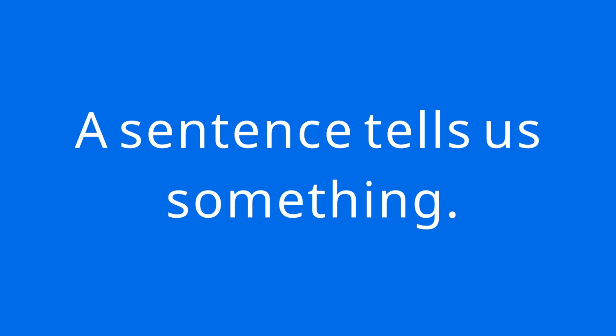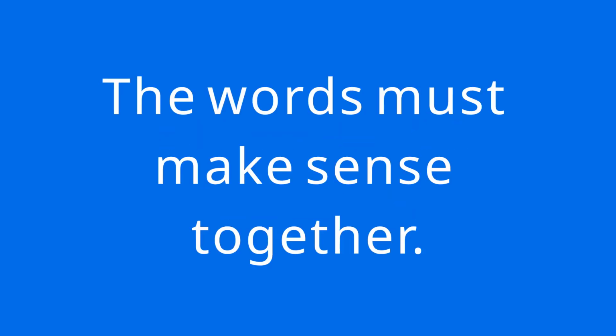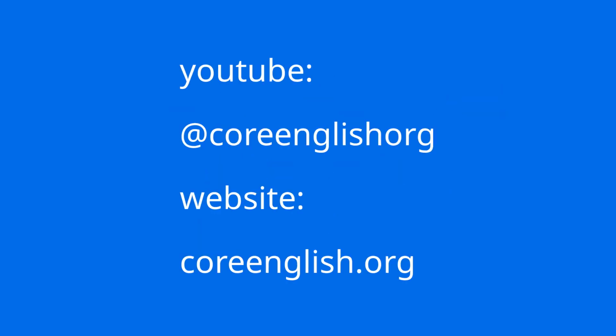Let's review. A sentence tells us something. It starts with a big letter. It ends with a full stop. The words must make sense together. Well done! Now download the Lesson 3 practice sheet at our website, coreenglish.org, and do each of the drills at your own pace. You can refer back to this video at any time if you need to. In the next lesson, we'll look at understanding meaning in sentences using who, what, where.